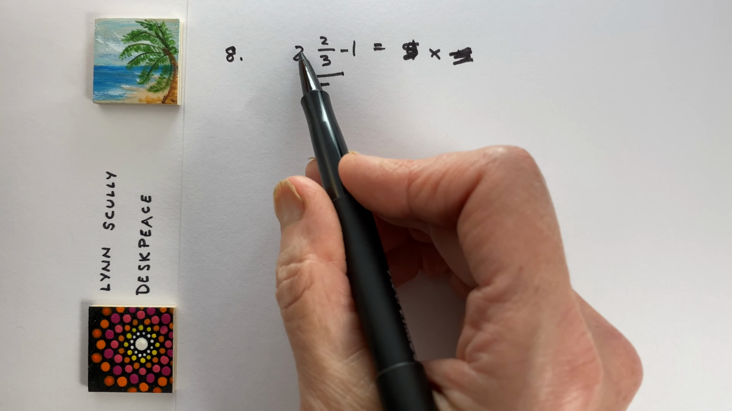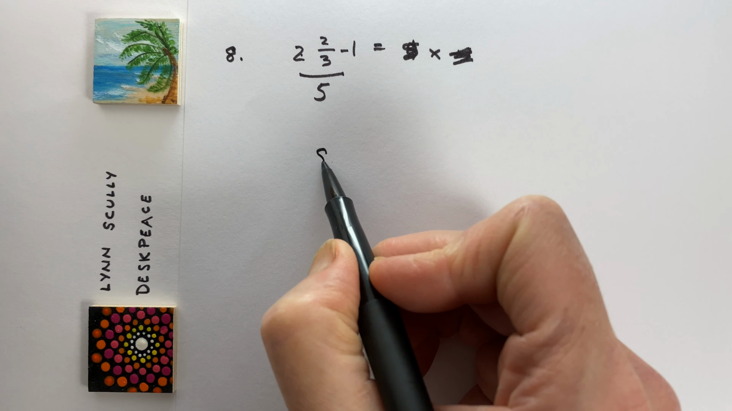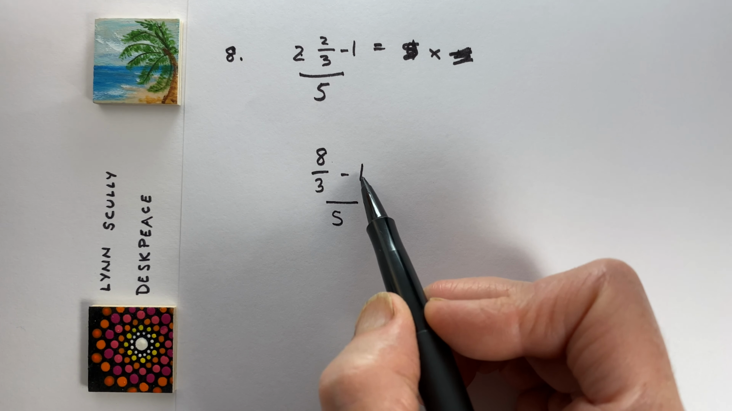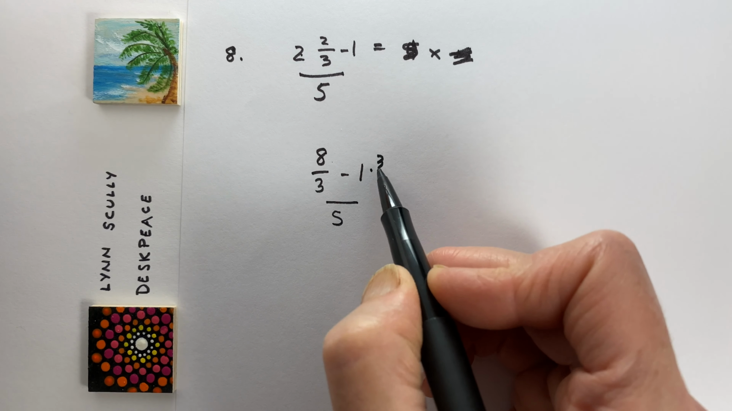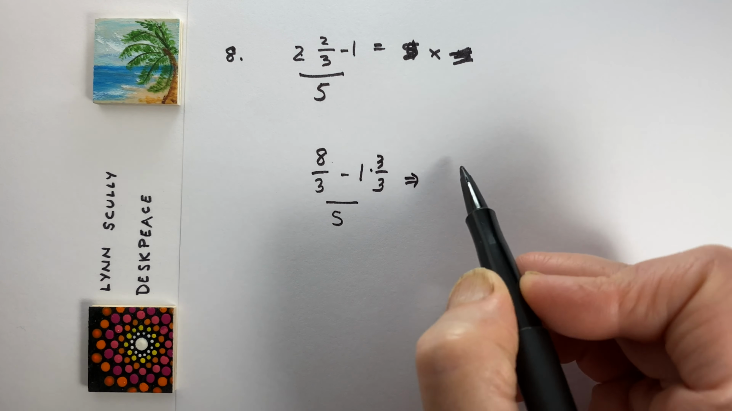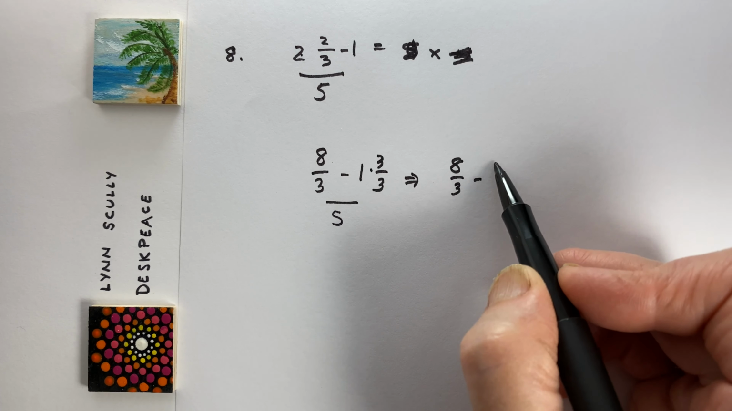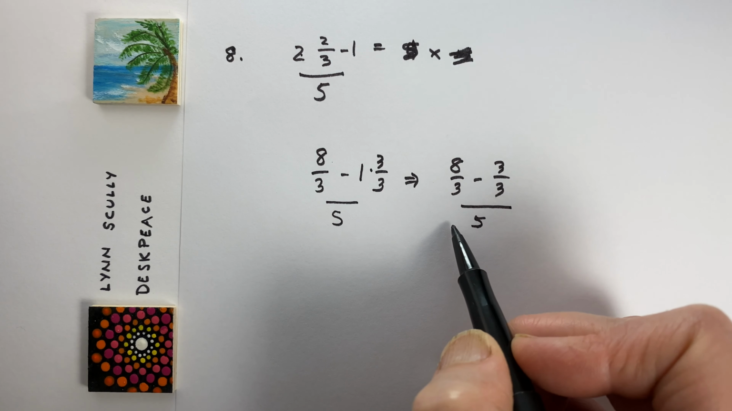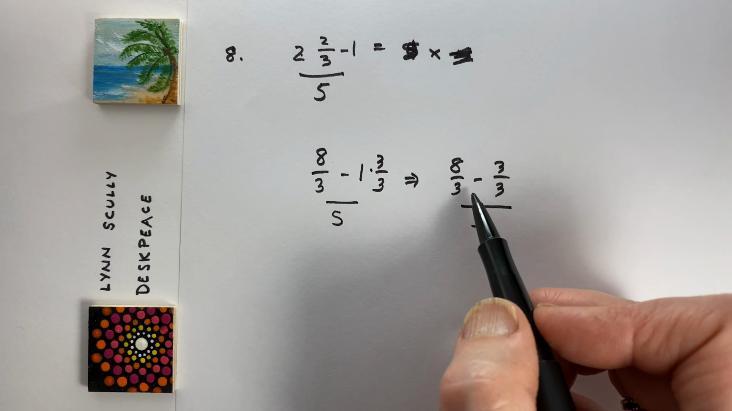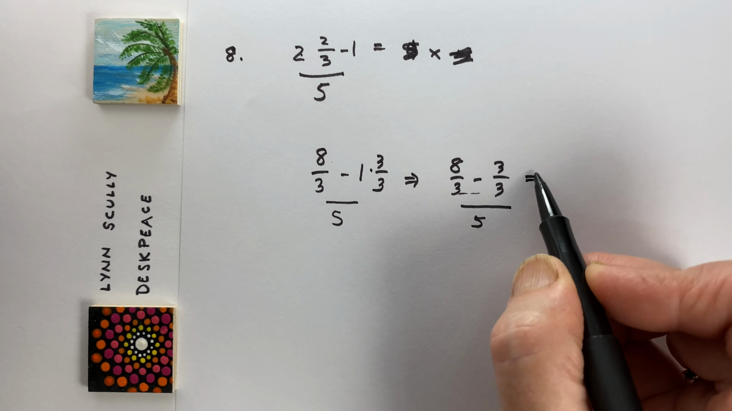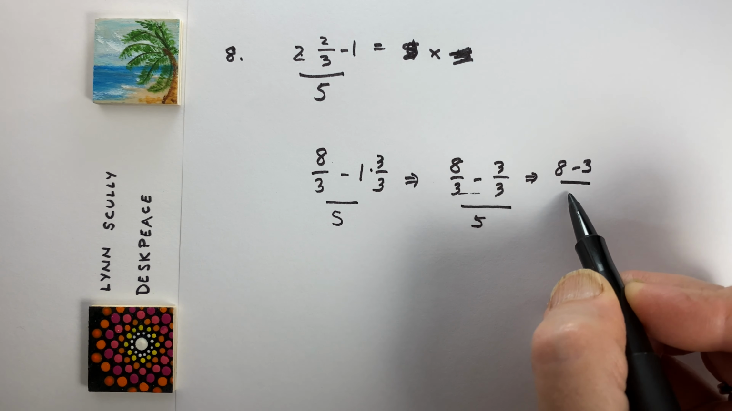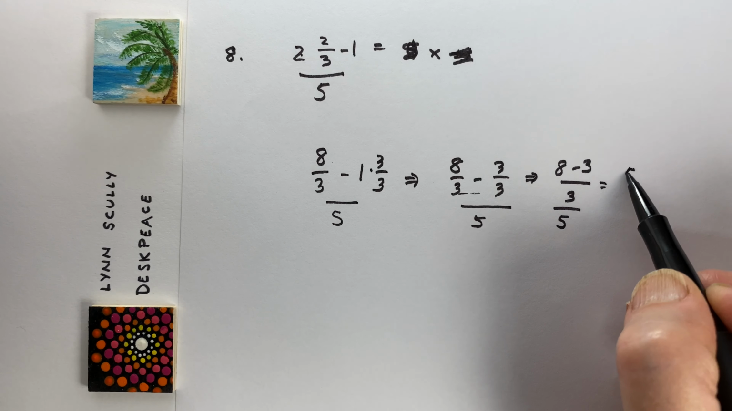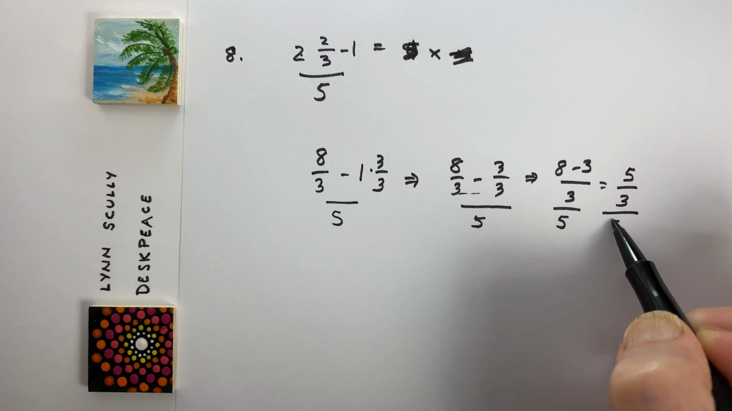2 2/3. 2 times 3 is 6, plus 2 is 8/3 minus 1 over 5. I have to get common denominator here, so I'm going to multiply this by 3 over 3. That's going to give me 8/3 minus 3 over 3 all over 5. I still write this because I don't want to forget by the time I'm done subtracting these fractions. The bottoms match, so I could write this as 8 minus 3 over 3 all over 5. 8 minus 3 is 5 over 3 all over 5.